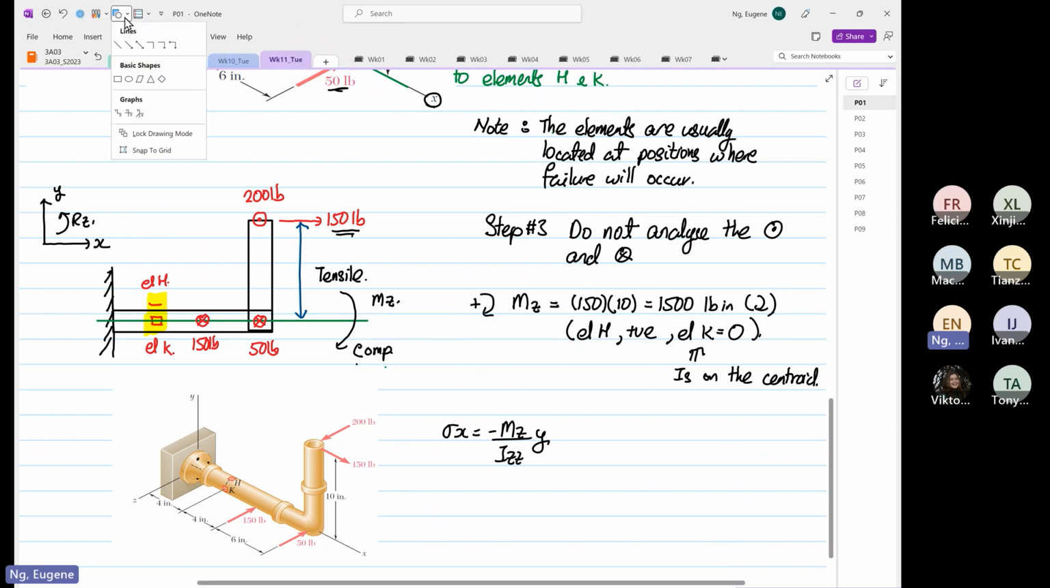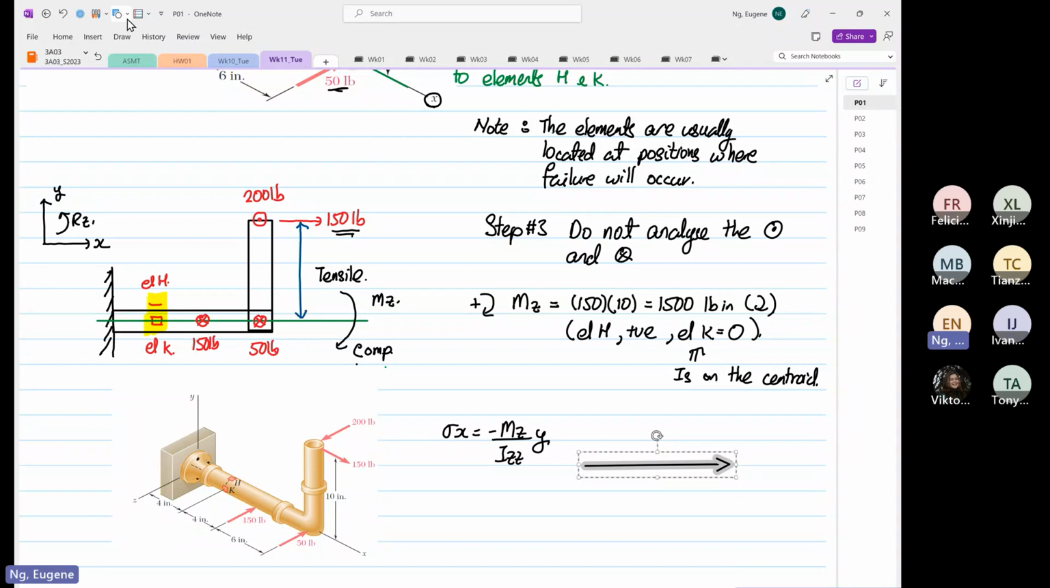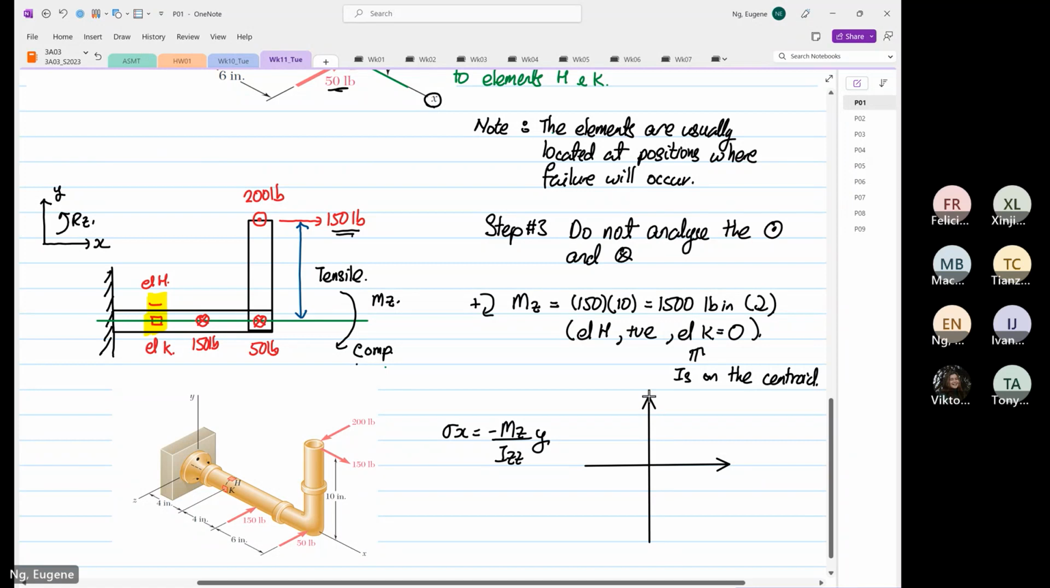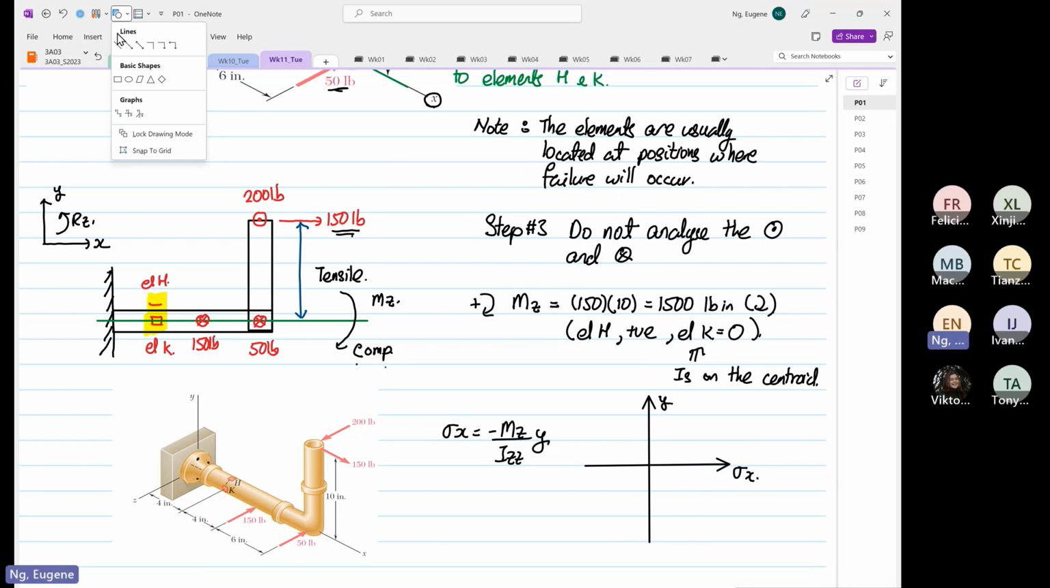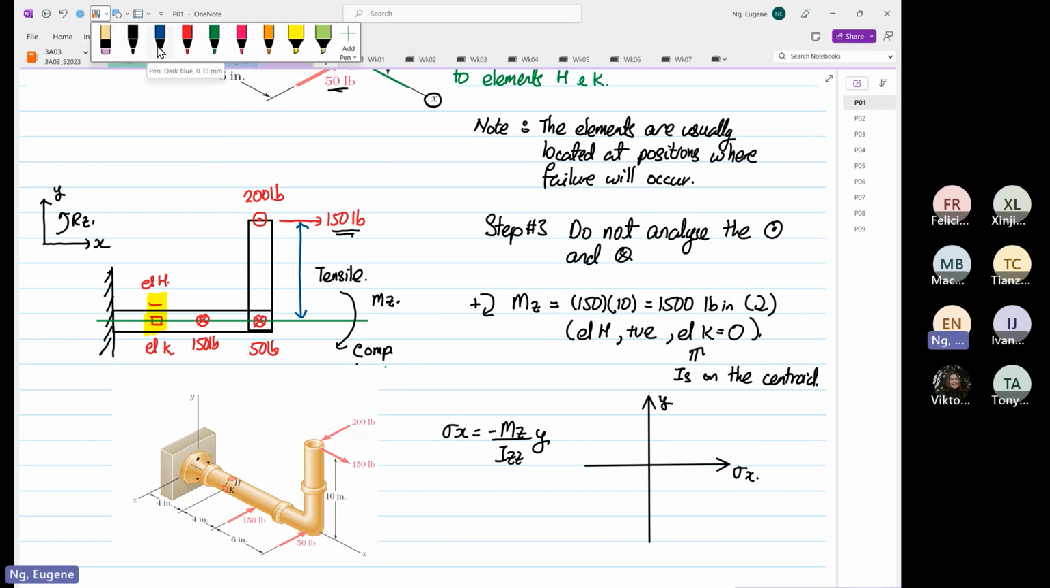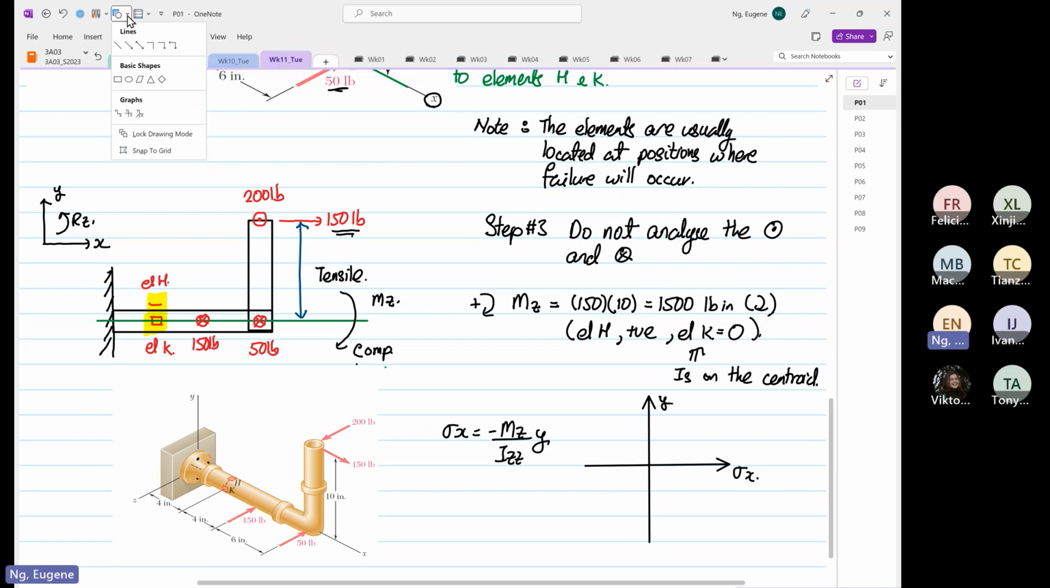So if this is my axis, just to remind you all, and then this is my vertical axis, so this is our stress X, and this is Y. The most important thing is I want to show that you will have zero stress on the neutral axis. If we're going to sketch the stress induced by Mz, we just focus on Mz for now.